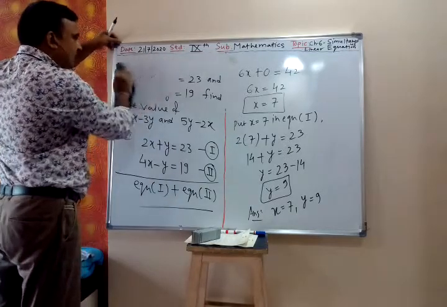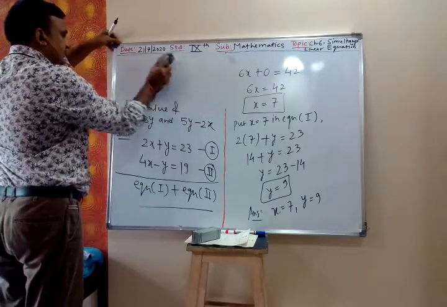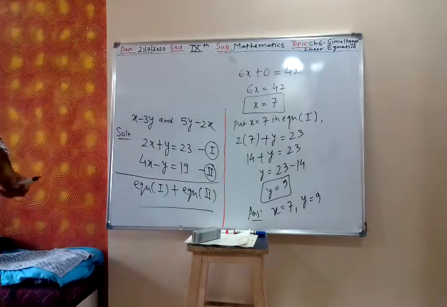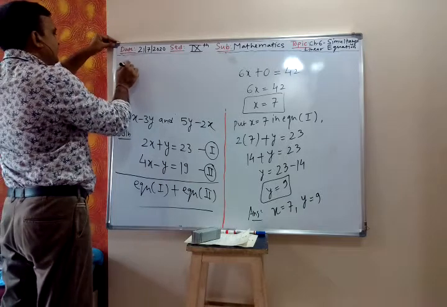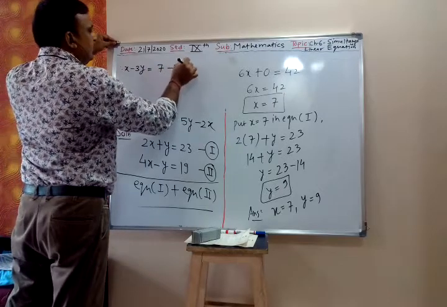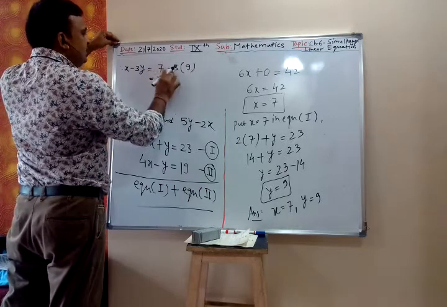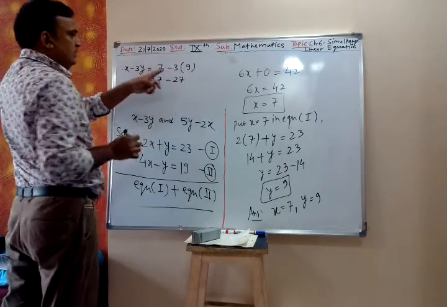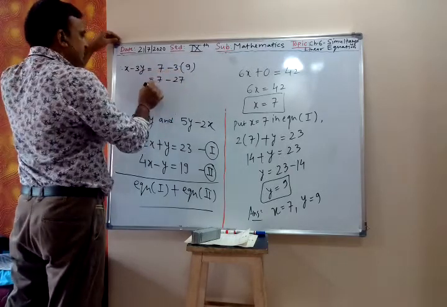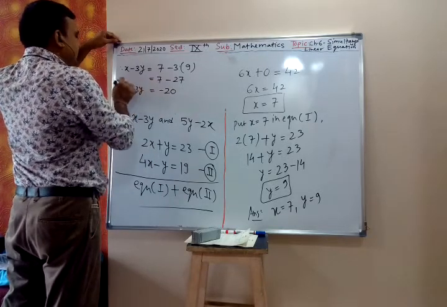So now consider x minus 3y. Put the value of x as 7 and y as 9. So x minus 3y, x is 7 and y is 9. So 7 minus 9 threes are 27. You have to multiply first. You cannot subtract 7 minus 3 first. So 7 minus 27 is minus 20. So the value of x minus 3y is minus 20.